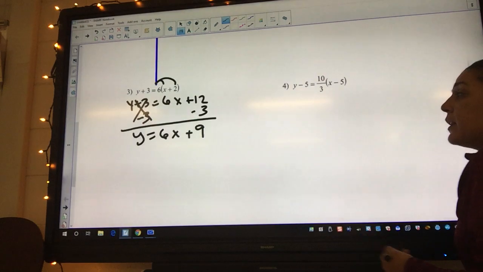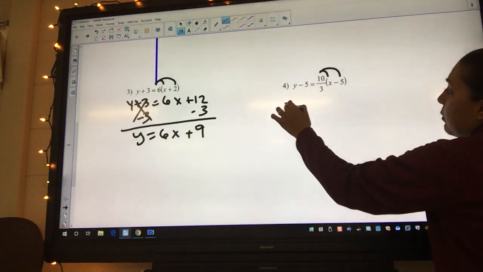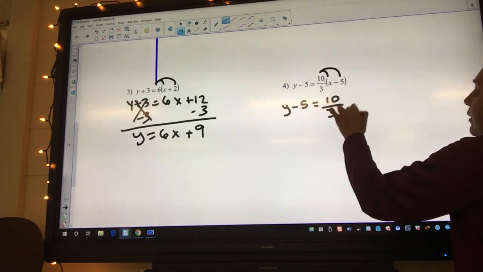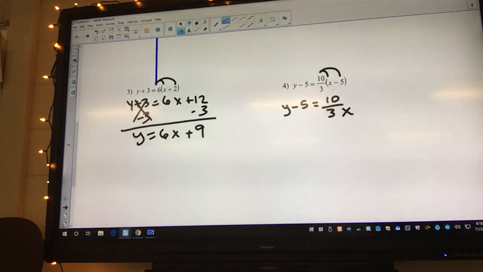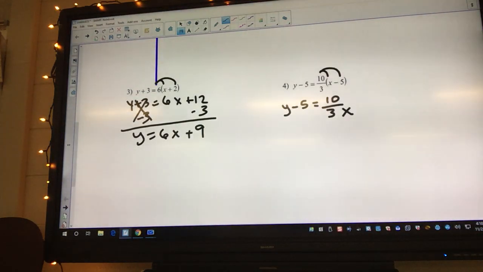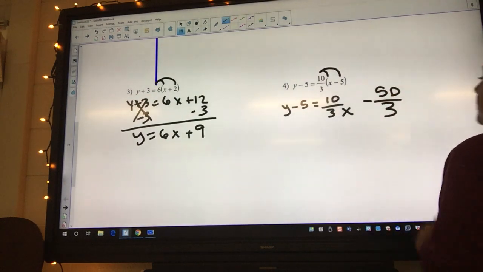Okay, number 4, same thing. It looks like it's in point slope form, so we need to distribute, because we want to get it in slope-intercept, and slope-intercept is where the y is all by itself. So we have 10 over 3x, and then same thing, we need to do the fractions on the calculator. I think it's going to be 50 over 3, so 10 over 3 times 5, yeah. So it's just going to be negative 50 over 3.